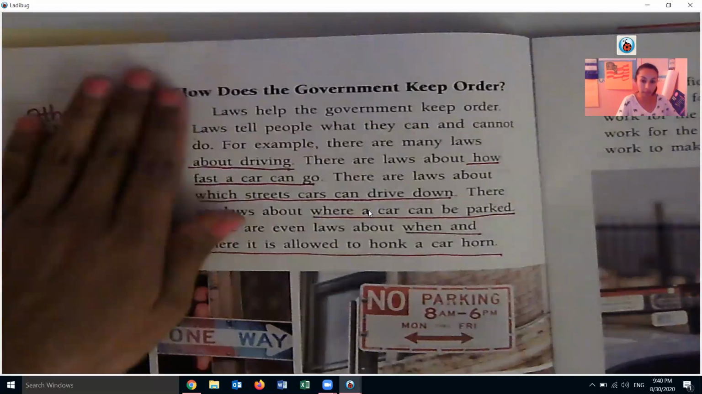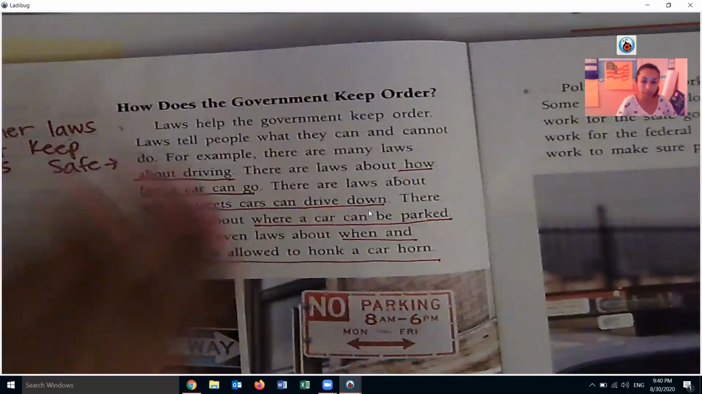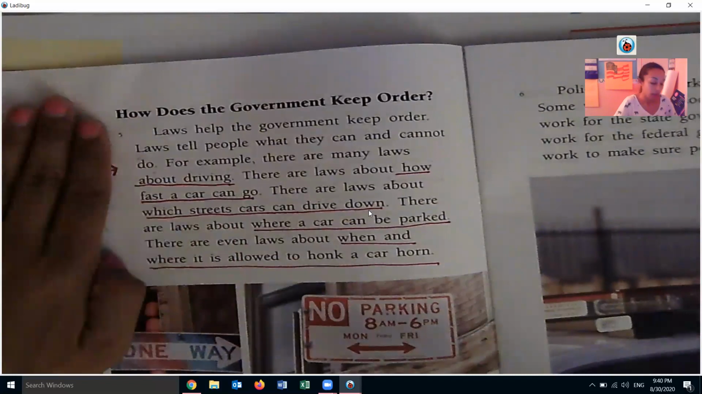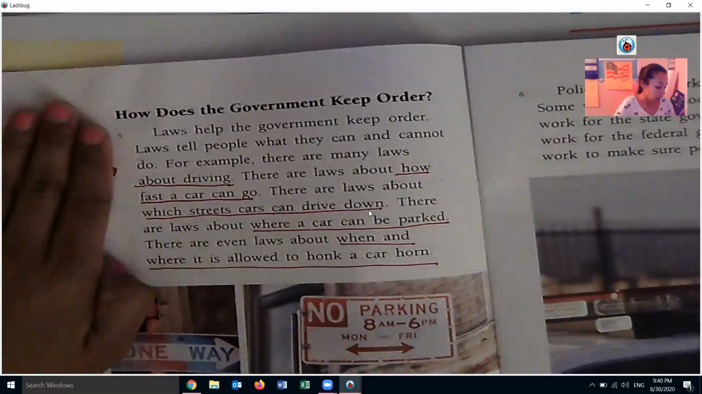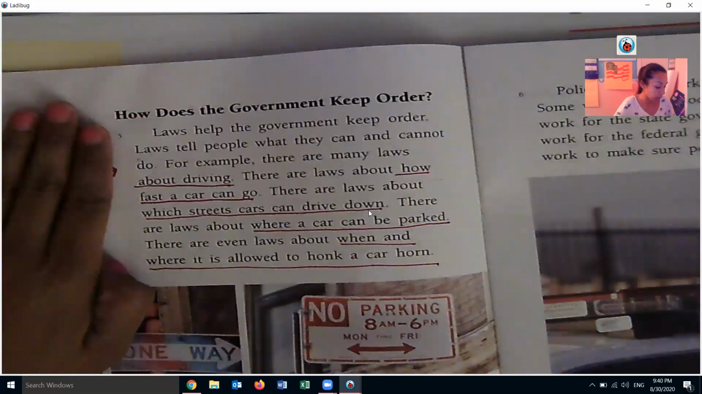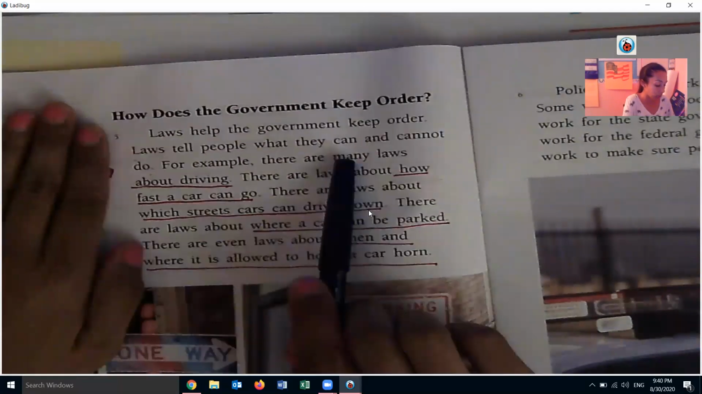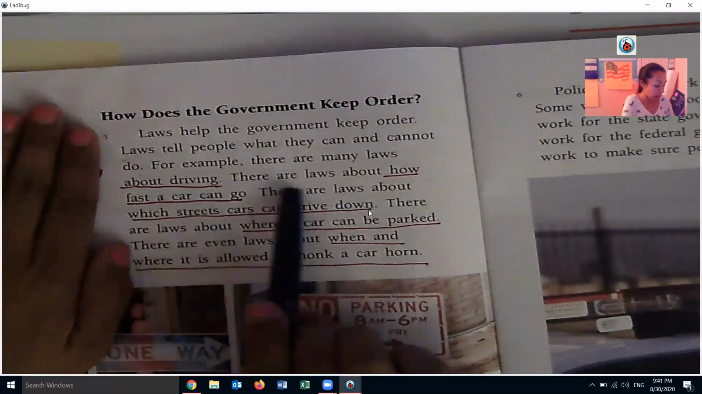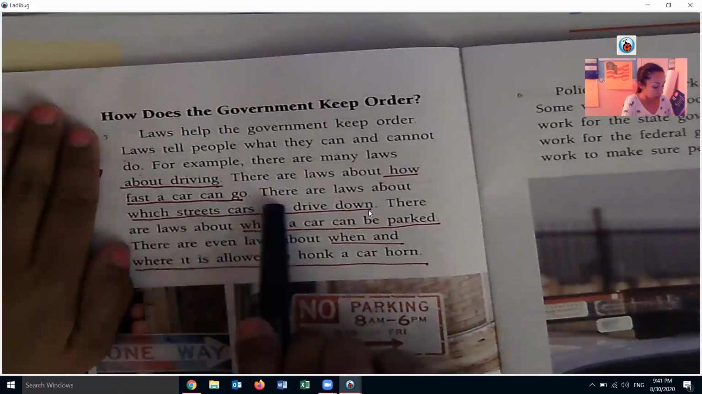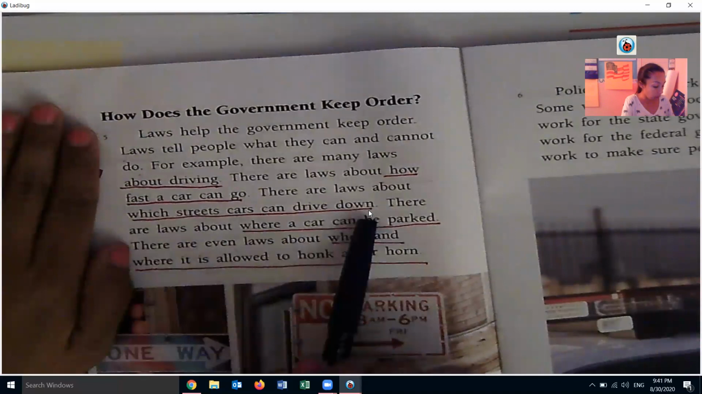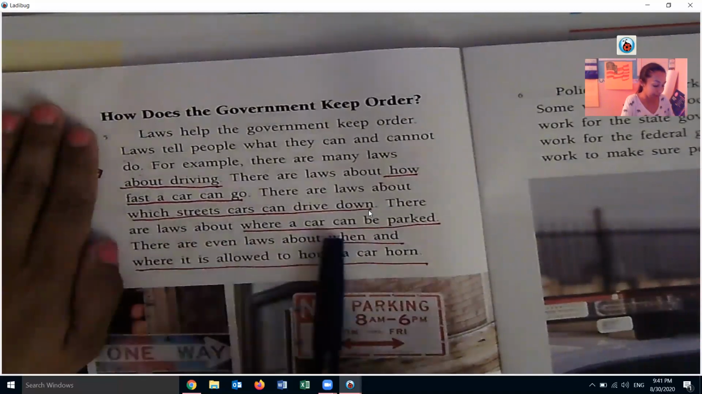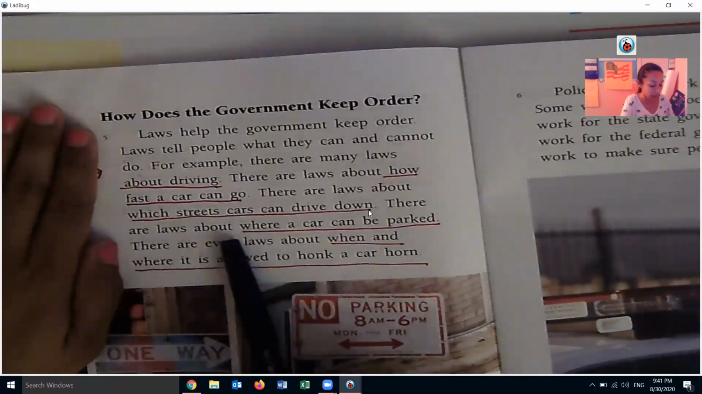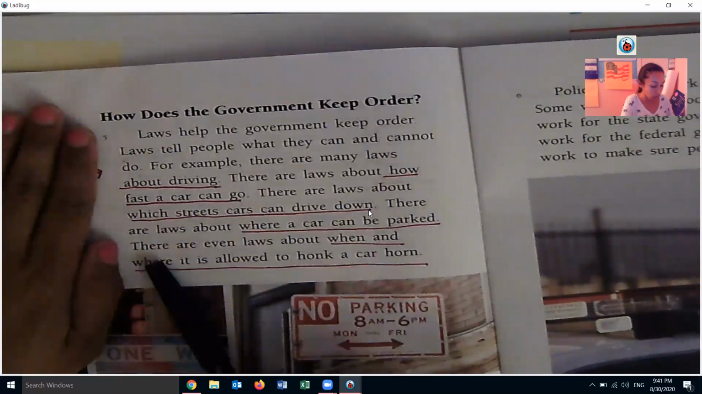Page 20, we're going to ignore that, that's for our annotations. How does the government keep order? Laws help the government keep order. Laws tell people what they can and cannot do. For example, there are many laws about driving. There are laws about how fast a car can go. There are laws about which streets cars can drive down. There are laws about where a car can be parked. There are even laws about when and where it is allowed to honk a horn.